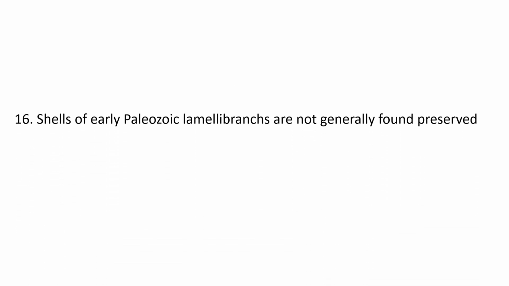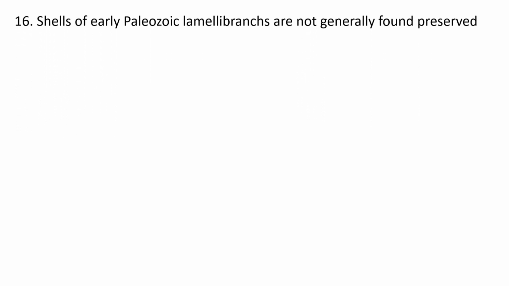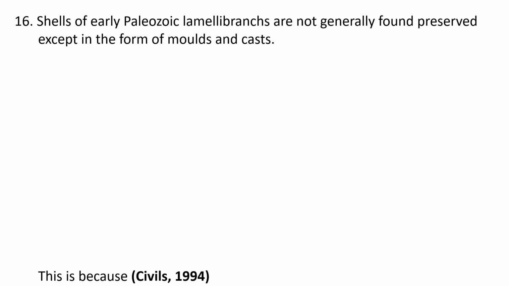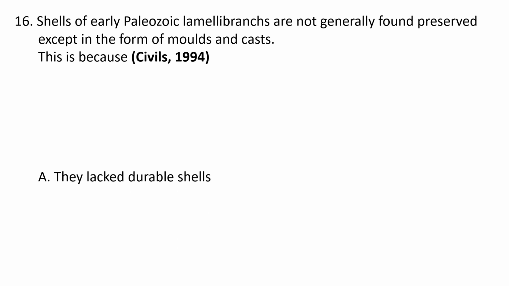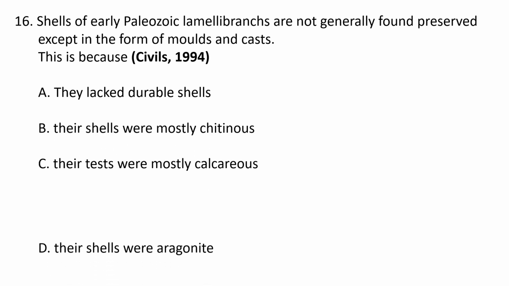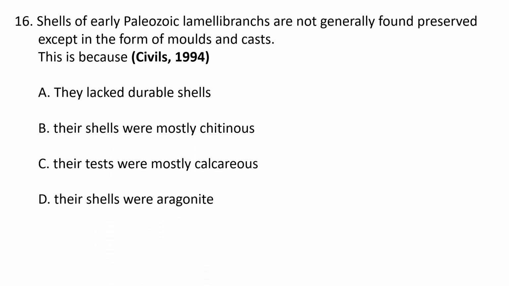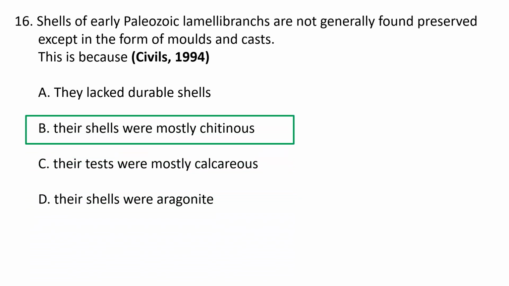Next question. Shells of early Paleozoic lamellibranchs are not generally found preserved except in the form of molds and casts. This is because A. They lack durable shells. B. Their shells were mostly chitinous. C. Their tests were mostly calcareous. And D. Their shells were aragonite. The shells of early Paleozoic lamellibranchs were mostly chitinous. So that's why B is the correct answer.